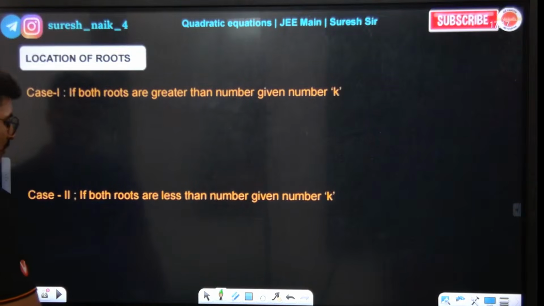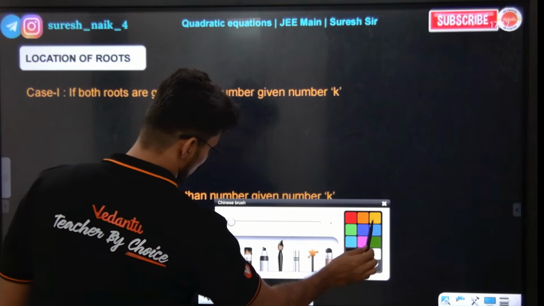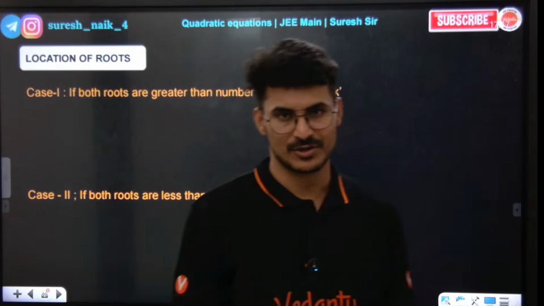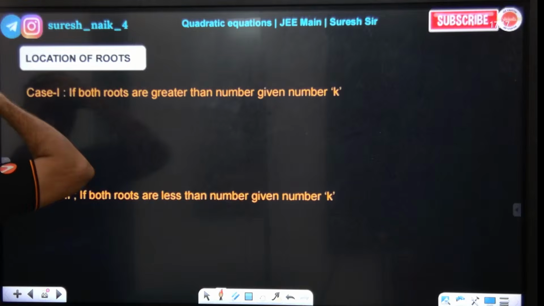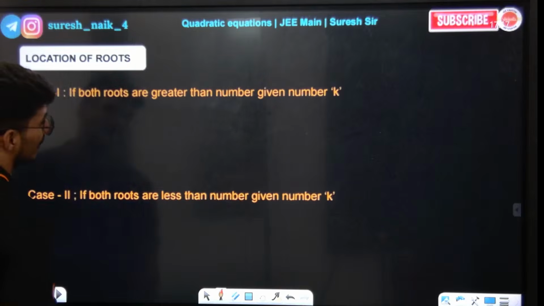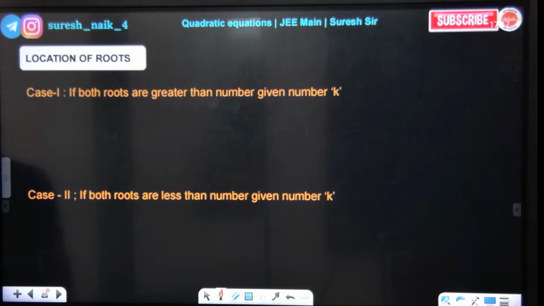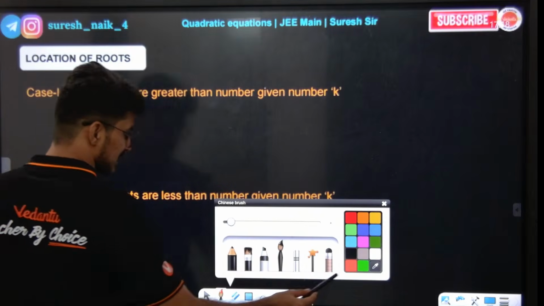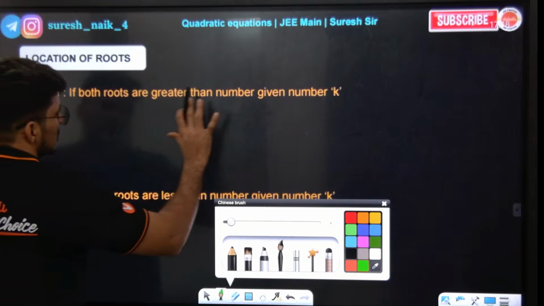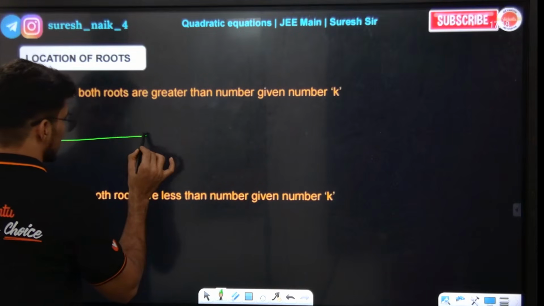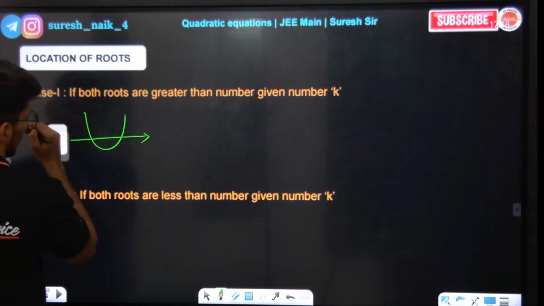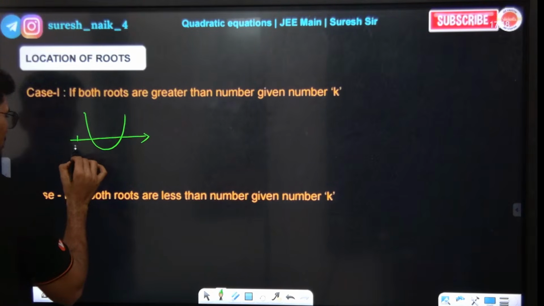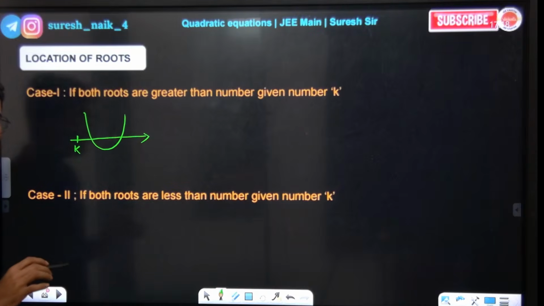Next concept: the location of roots. In 2026 they have asked a question based on this. So let us see. Location of the roots: for example, if both roots are greater than the number given to us. See, this is the x-axis, this is a graph. Let's say some number called k is given to us.